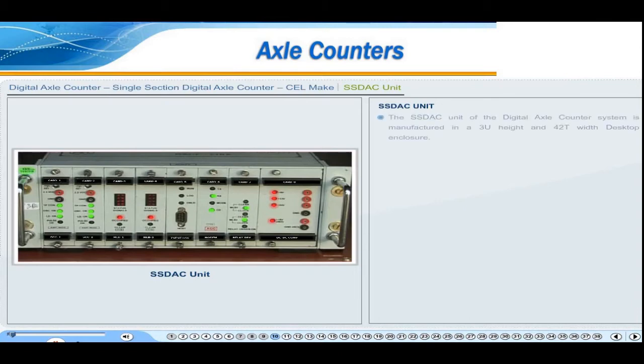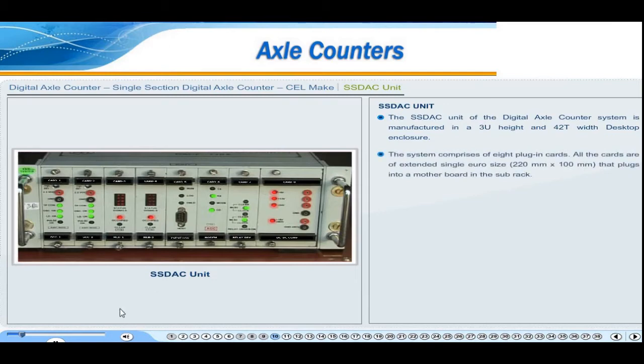SSDAC unit. The SSDAC unit of the digital axle counter system is manufactured in a 3U height and 42T width desktop enclosure. The system comprises 8 plug-in cards. All the cards are of extended single Euro size, 220 mm by 100 mm, that plug into a motherboard. The cards must be inserted in the order of card 1 to 8 from left to right in the sub-rack.